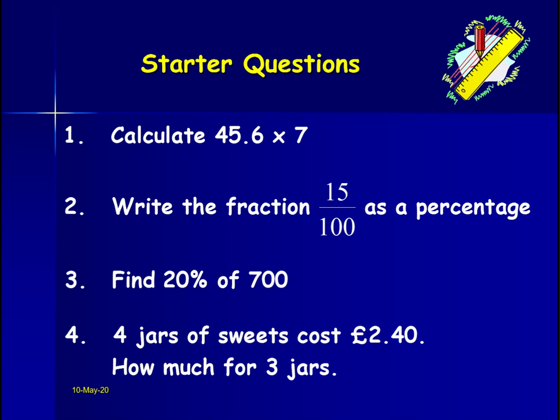Question 2, fraction 15 over 100 as a percentage, 15%. Question 3, 20% of 700. Well, 10% is 70, so 20% is double that, 140. And 4 jars cost £2.40. That means 1 jar is going to cost £2.40 divided by 4, 60p. And 3 is going to cost 3 times 60p, which is £1.80. Good, well done.